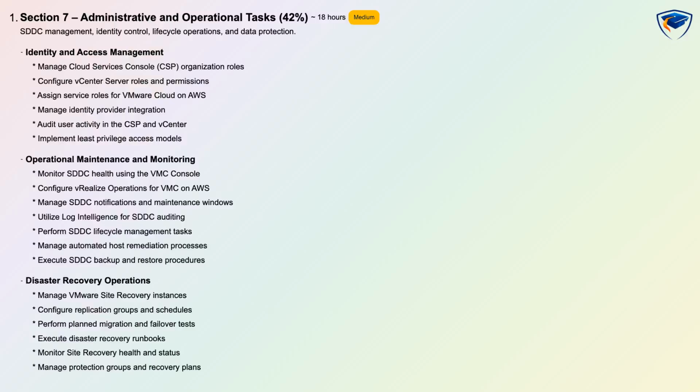You will learn identity and access management by managing cloud services console organization roles, configuring vCenter server roles and permissions, assigning VMware Cloud on AWS service roles, integrating identity providers, auditing user activity, and implementing least privilege access models.